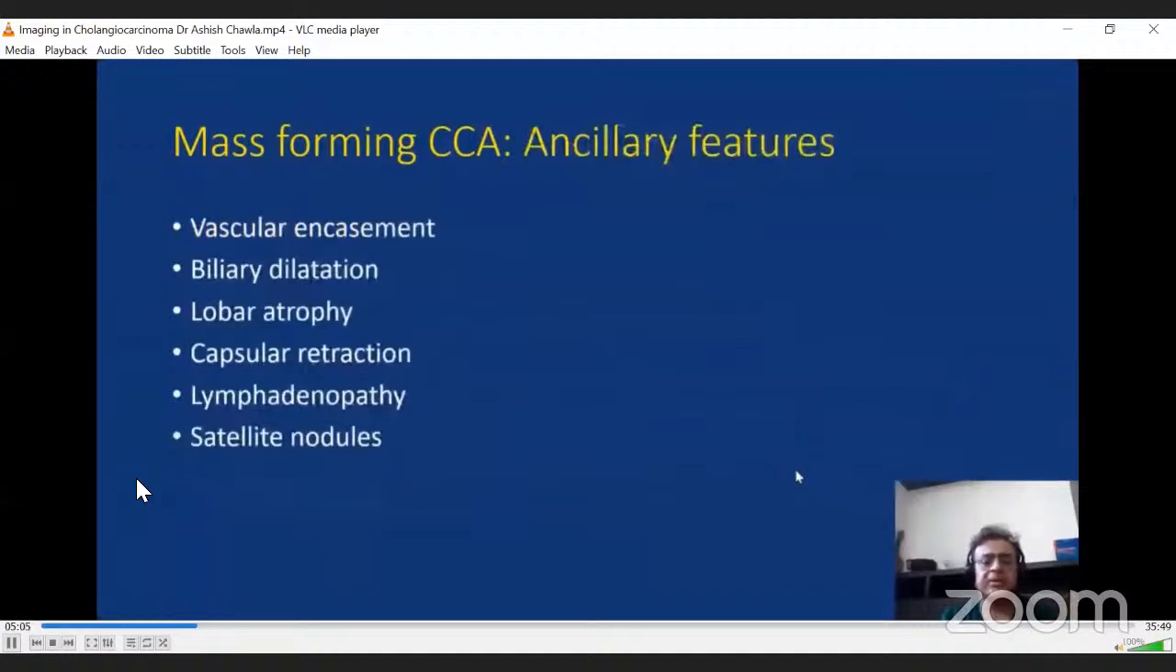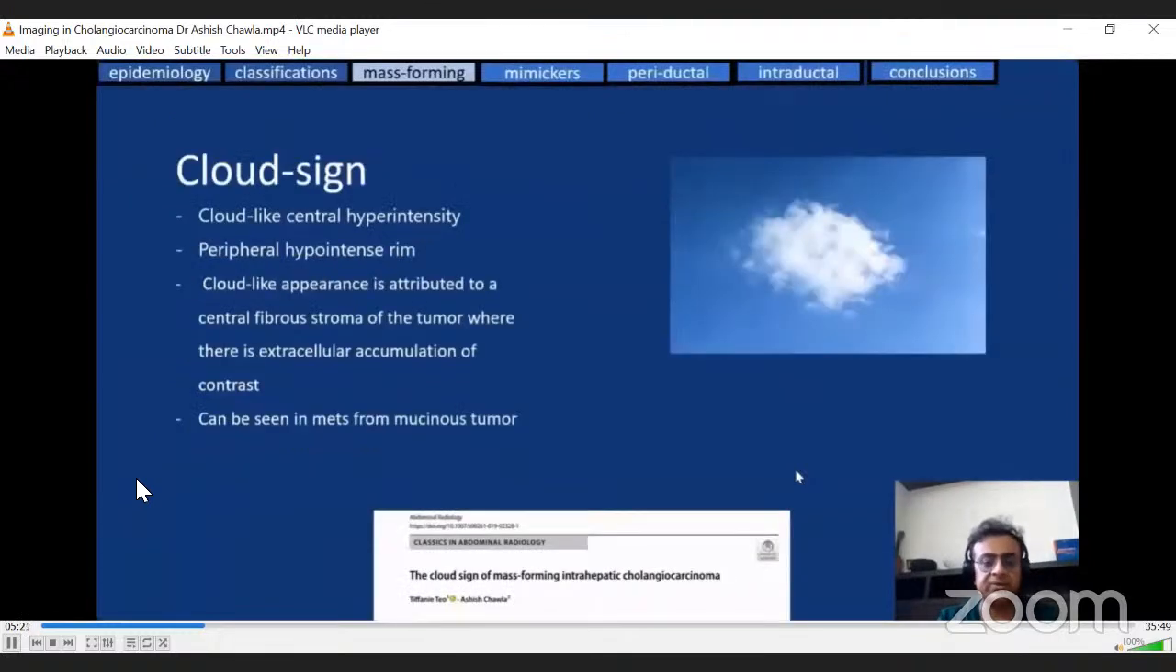The ancillary features are quite useful sometimes in differential diagnosis. As I mentioned, cholangiocarcinoma tends to encase the portal vein instead of invading as a tumor thrombus. They may be associated with biliary dilatation, lobar atrophy, capsule retraction, and some other ancillary features. This is a very interesting sign, the cloud sign. This is seen in patients with cholangiocarcinoma in the hepatobiliary phase. The central area of the tumor is bright in the hepatobiliary phase, and the periphery is hypointense. That is called the cloud sign.